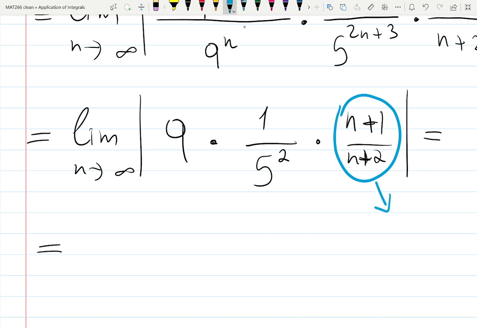So only this part is actually moving somewhere and has a limit. What limit is that? 1. So you have 9 times 1 over 5 squared times 1. And that is the answer, which is 9 over 25. That's not important. I don't care it's 9 over 25, 17 over 100, I don't know, 1 million over 35. What I care is if this is final answer, is it greater than 1 or less than 1?